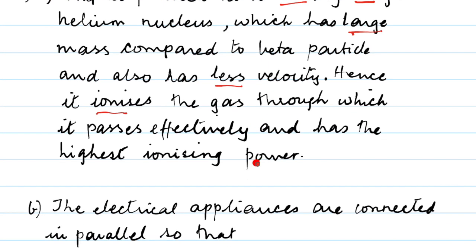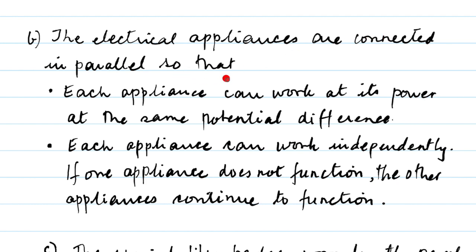Look at part B. The electrical appliances are connected in parallel. Why? Because number 1, each appliance can work at its power at the same potential difference. You know that the potential difference we have in India is 220 volts, right? And then the second point will be each appliance can work independently. If one appliance doesn't function or it's switched off, the other appliances continue to function. They keep working effectively. So these are the 2 major important things for this answer. So this again is your 1 mark.